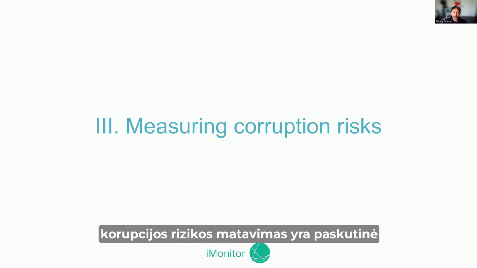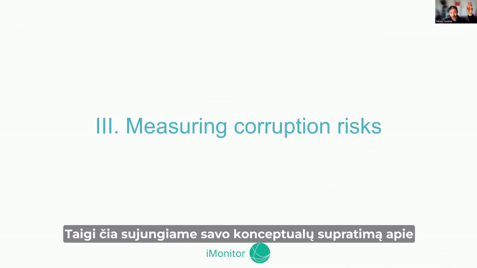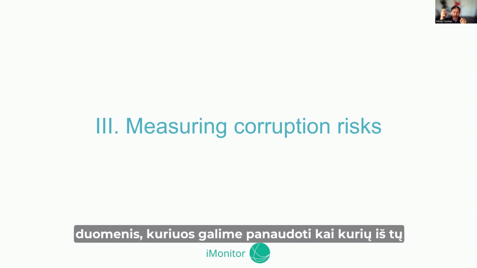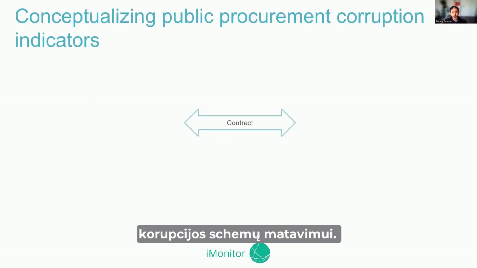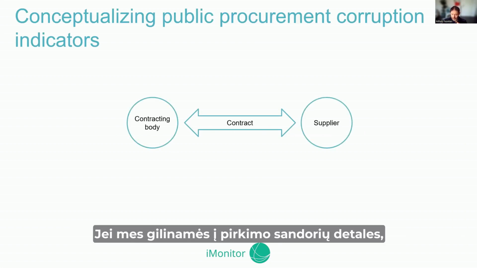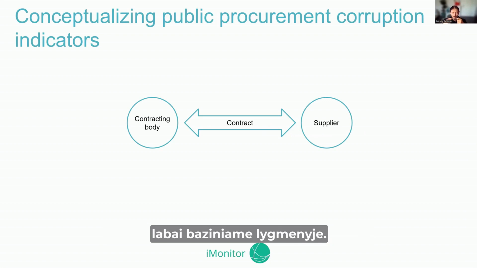Okay, measuring corruption risk is the final part of this conceptual module. So this is where we bring together our conceptual understanding of how corruption happens in public procurement and the data we can utilize to measure some of those corruption schemes. If we go into the details of procurement transactions, we have a contracting body or buyer, we have a supplier, and we have a contract, right? So that's, on the very basic level, what public procurement is about.